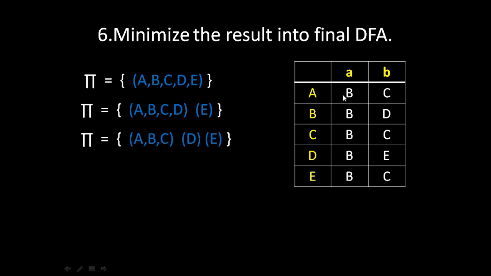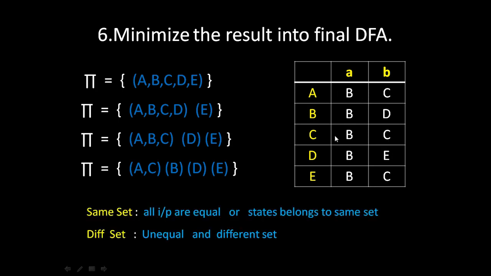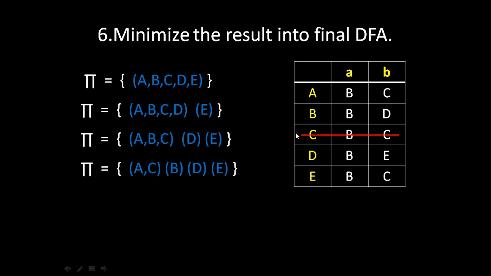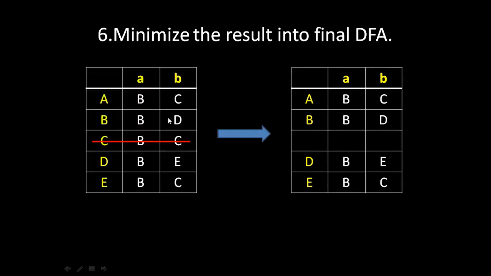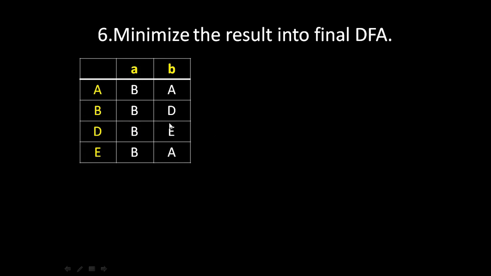Now I compare A and B. A's output is BC and B's is BD. Now D is in a different set, so I treat B as a different group. So I write like this: AC in a single group, B a separate group, and D and E. Now I compare A and C. The output of A is BC, the output of C is BC. Both are the same, so no need to mention C separately. So I remove the row C. So I can redraw the transition table like this. Instead of C, I can rename it as A. So finally I rewrite this table. This is the minimized result of the transition table.